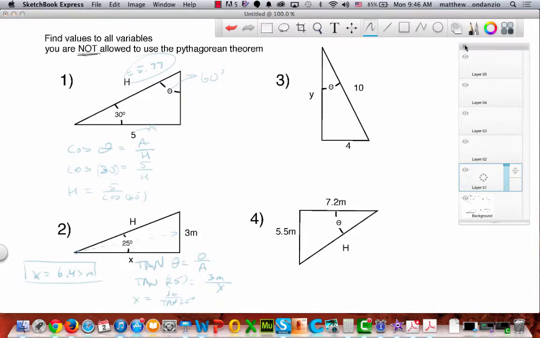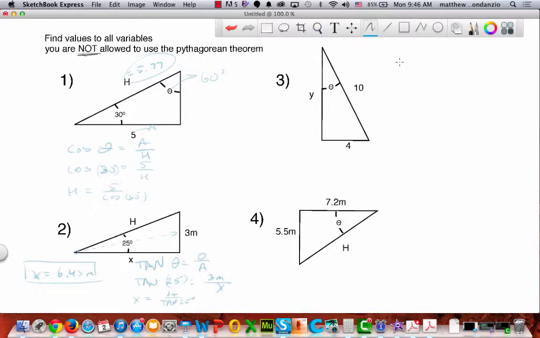Okay, number 3. Let's look at number 3. How do I deal with number 3? What am I looking for? Now, notice I tried to trick you. How did I try to do that? I rotated the triangle, right? So what do I do here? Finding A, which is y. Find the adjacent, which is y. Well, how do I find adjacent?